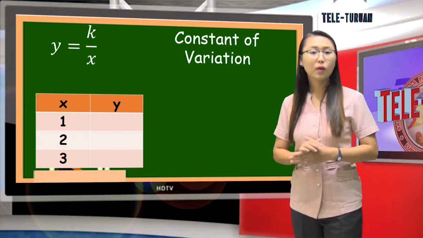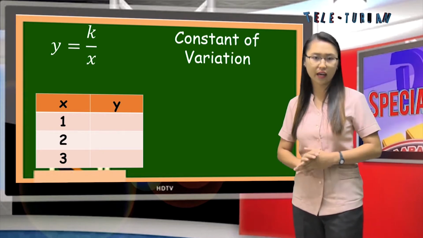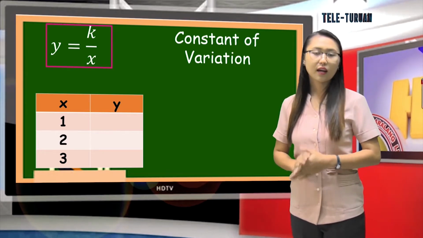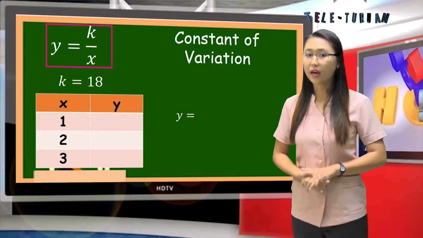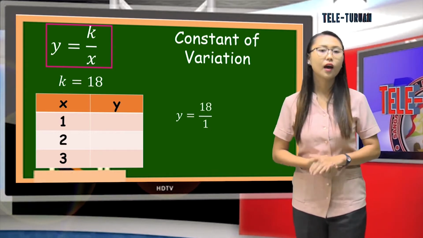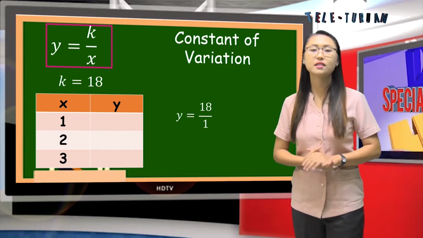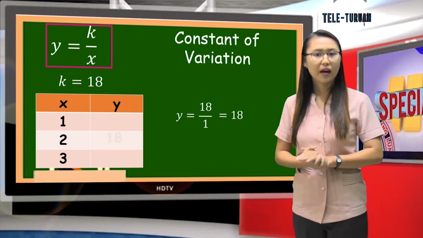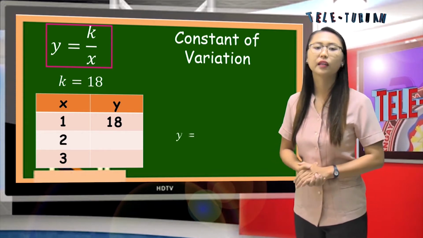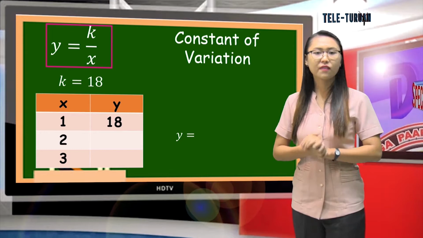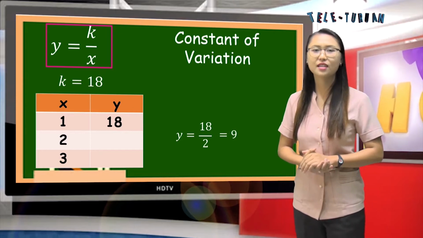Let us have this table. Let us solve for the value of y given the following values of x by using y is equal to k over x. Let us use 18 as constant of variation. Let us solve for the value of y if the value of x is 1. Y is equal to 18, that is the k, divided by 1, the answer is 18. So the value of y is 18 if the value of x is 1 and if the constant of variation is 18. Next, if the value of x is 2, we have y is equal to 18 divided by 2, so the answer is 9.